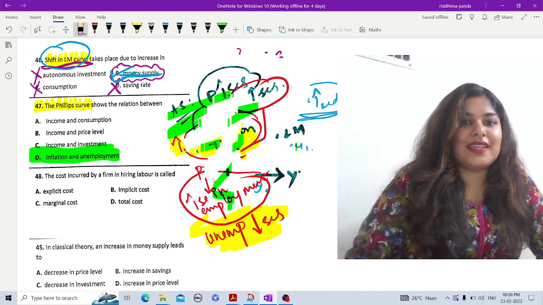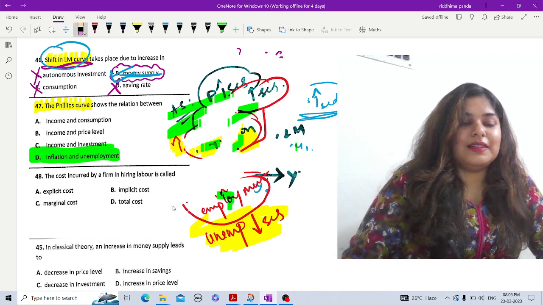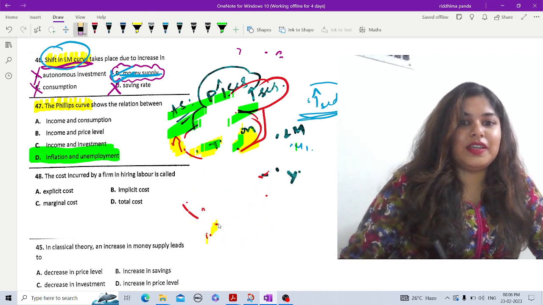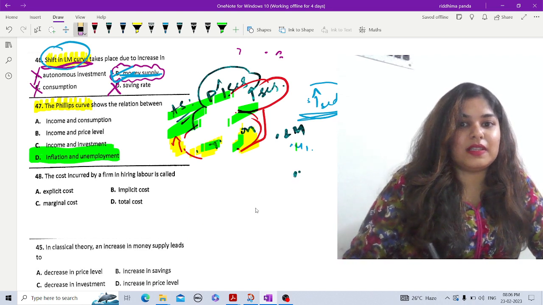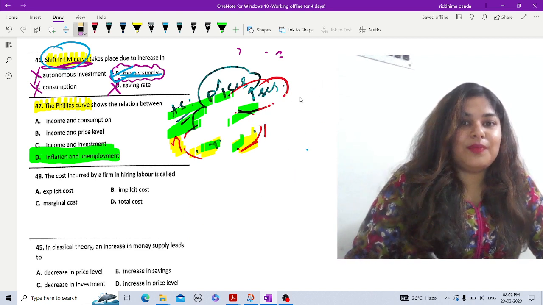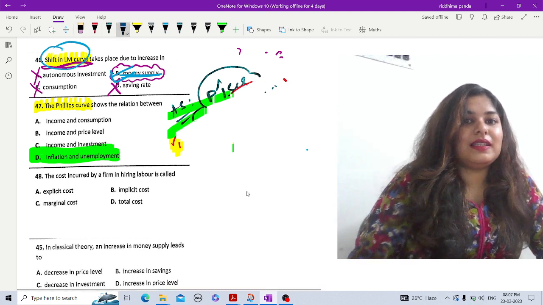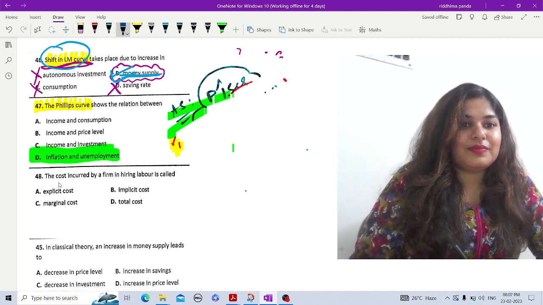The question says that the cost incurred by a firm in hiring labor is called. So here we are talking about wage rate basically. So what type of cost is this wage rate? To understand this, we will go through these options one by one.